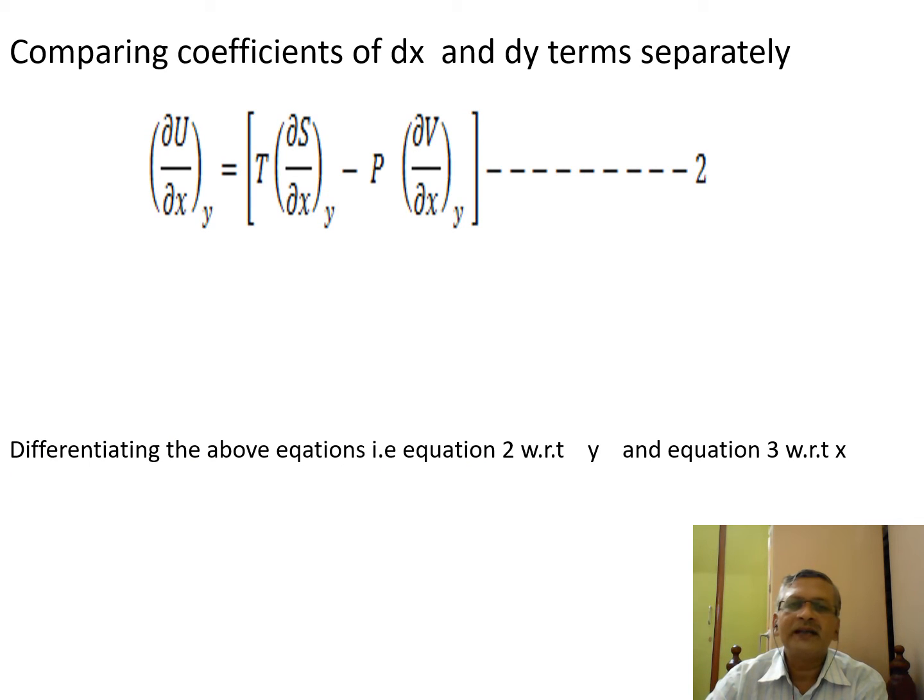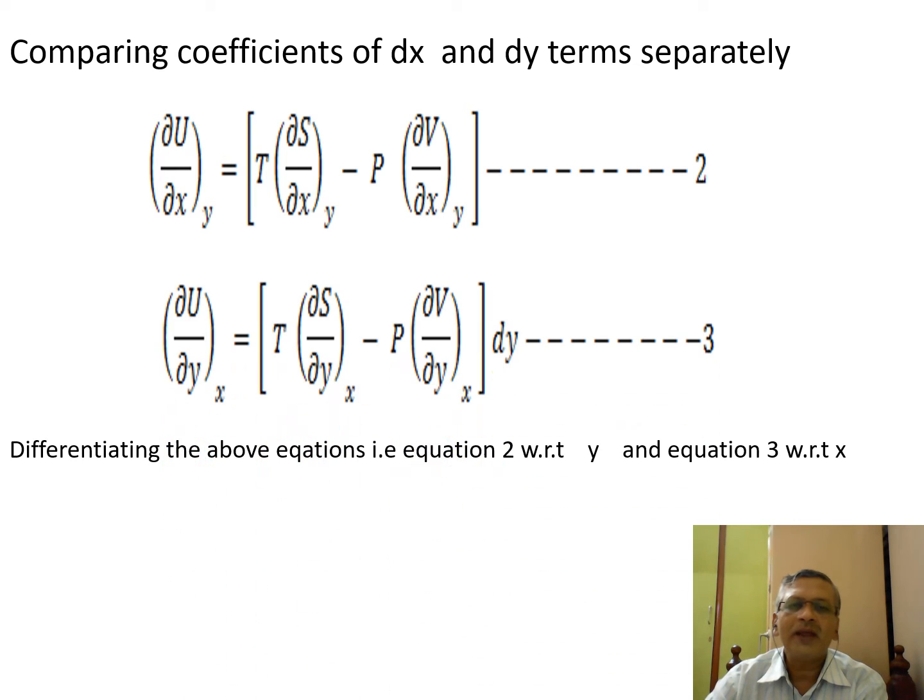So we are writing the dx terms: ∂u/∂x keeping y constant is equal to t into ∂s/∂x keeping y constant minus p into ∂v/∂x keeping y constant. This is equation number 2. Similarly, we can write the comparison of dy terms, that is ∂u/∂y keeping x constant is equal to t into ∂s/∂y keeping x constant minus p into ∂v/∂y keeping x constant, into dy. This is the third equation we have got.